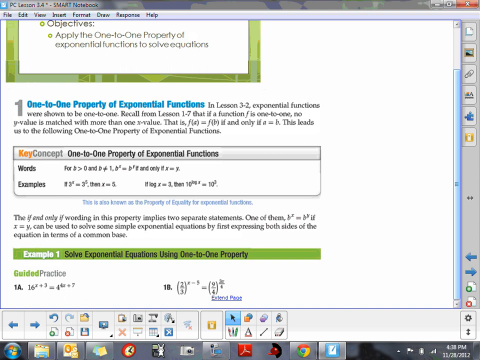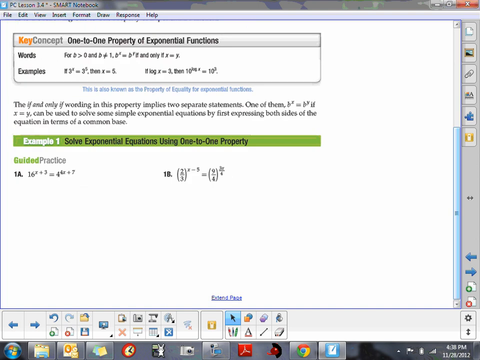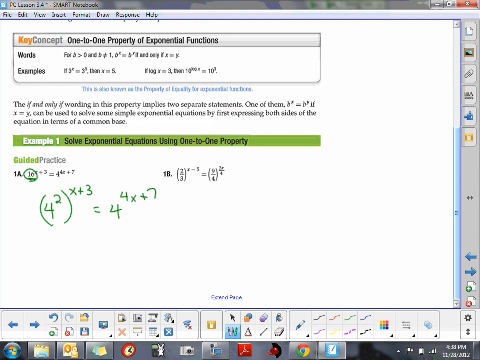Here are some examples of this. They want us to solve these exponential equations by using the one-to-one property. Well, the one-to-one property says we need the same bases, and that's our first dilemma here. Our bases are not the same. But in these problems, you will be able to convert one of the bases into another base. And typically, you convert the larger base into the smaller base. A 16 can be converted into a base 4 if we think of exponents. So what I'm going to do is convert the 16. 16 is 4 squared, and that was raised to the x plus 3. So really, all I've done is renamed 16 as 4 squared, equals 4 to the 4x plus 7.